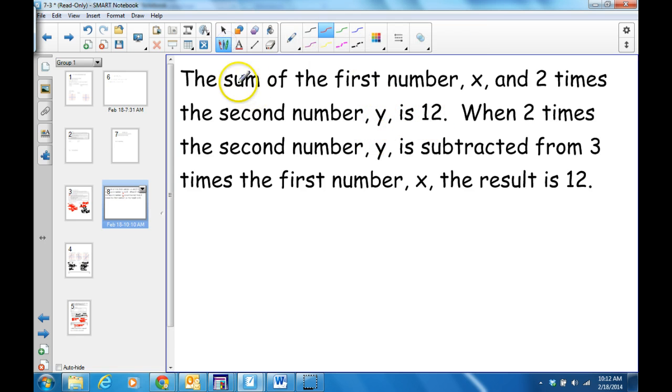We have some clues here. First of all, sum, what does that mean? Addition. So I'm going to add these two numbers. So it says the sum of the first number, x, and 2y equals 12. That's my first sentence. When 2 times the second number, so 2y, is subtracted from 3 times the first number, 3x, the result is 12.